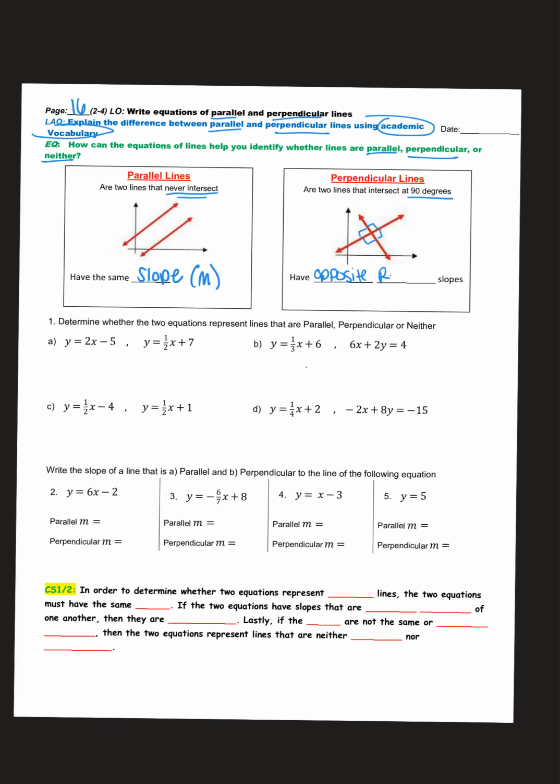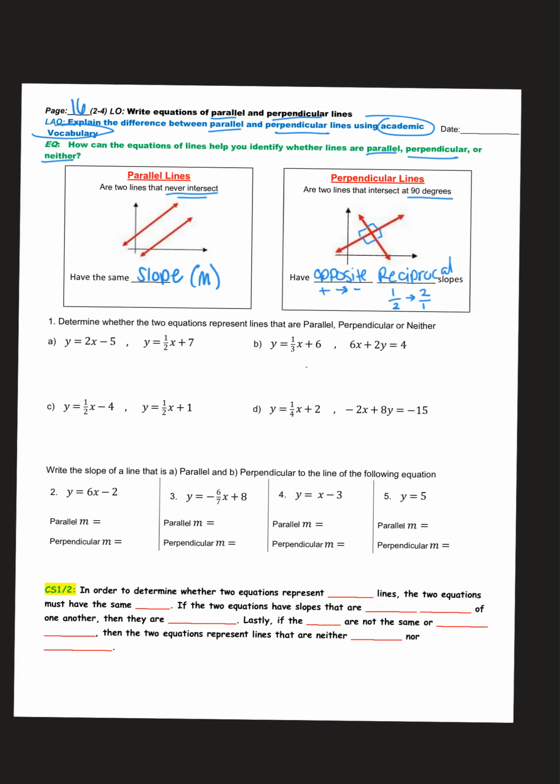and reciprocal slopes. So that means if one's a positive, the other one's got to be a negative. And reciprocal, if it's 1/2, then the reciprocal of 1/2 would be 2/1, or just 2, okay? So perpendicular lines have opposite and reciprocal, talking about sign and the fraction. It's a little bit trickier than parallel lines.